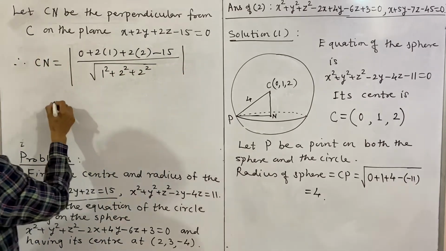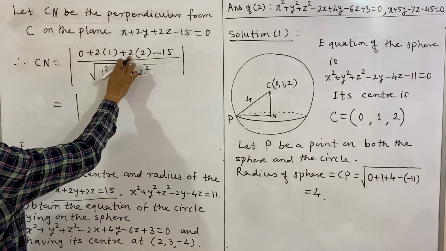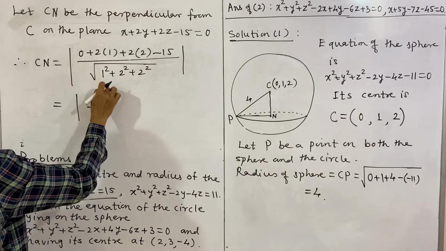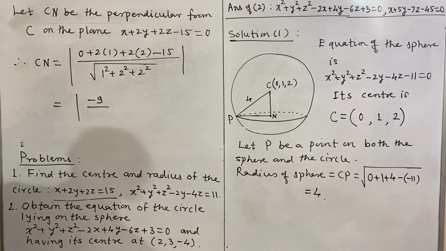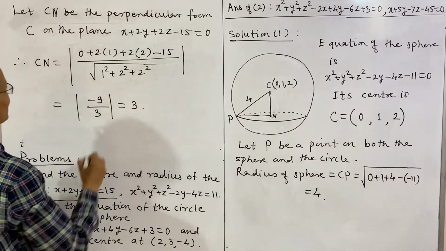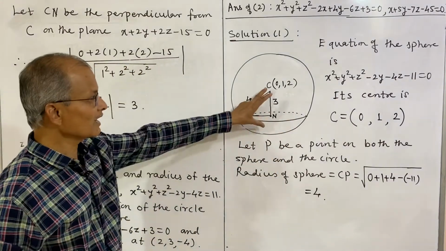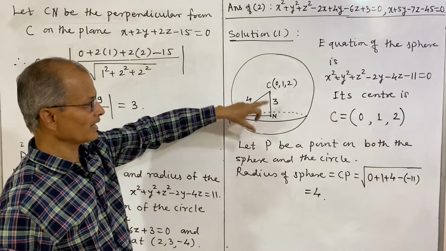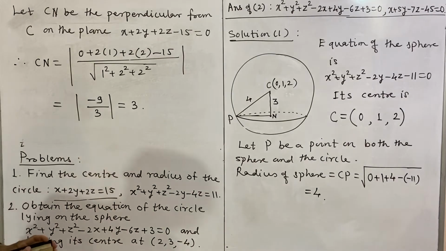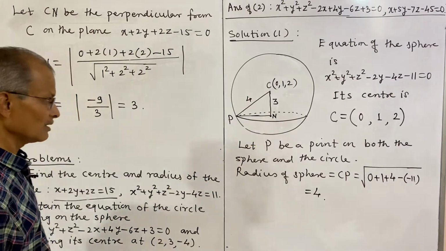And see, this is absolute value because it is distance, and that will be 2 plus 4, 6, minus 15, that is minus 9, divided by the square root of 1 plus 4 plus 4, root 9, that is 3, which will be negative 3, but the absolute value is 3. So Cn is 3, and we shall write Cn here. So thus we have obtained Cn using the distance formula between a point and a plane, because this circle lies on the plane. And now we want to find the radius of the circle, which is Np. Np is the center of the circle.